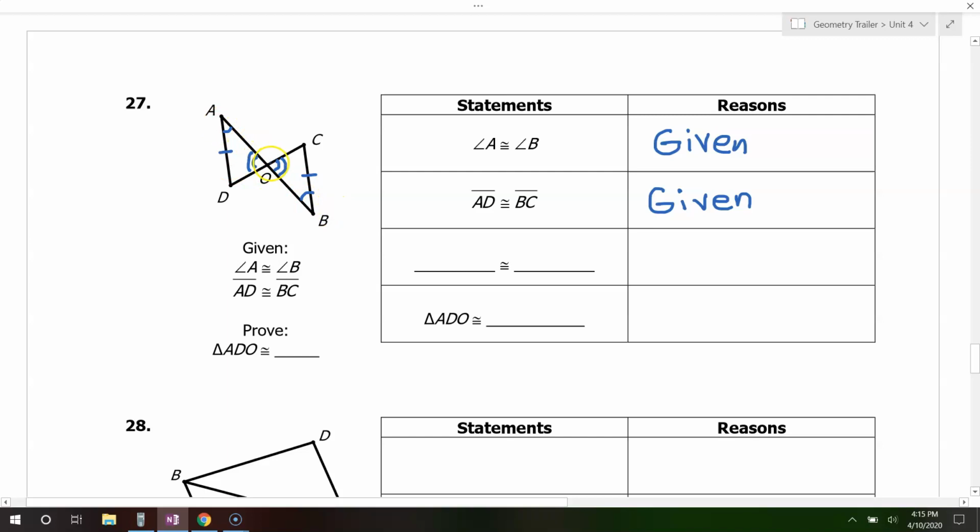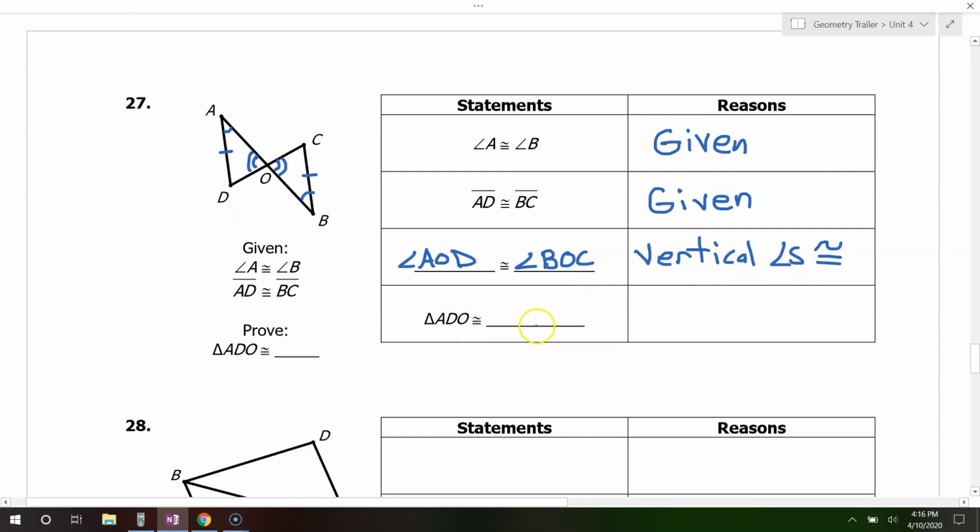So angle AOD is congruent to angle BOC. And that's because these are vertical angles. So just say vertical angles are congruent. All right, or you could say the vertical angle theorem.